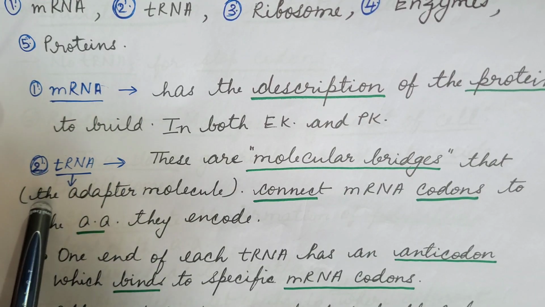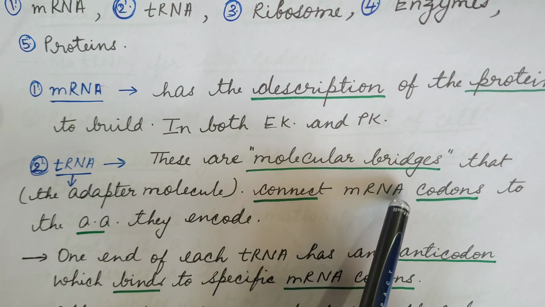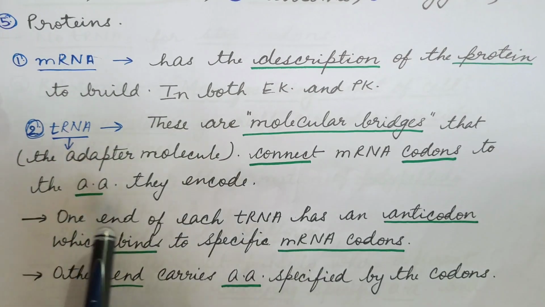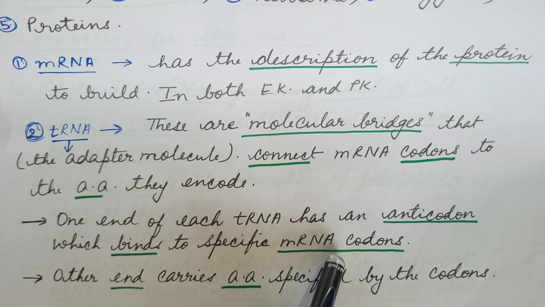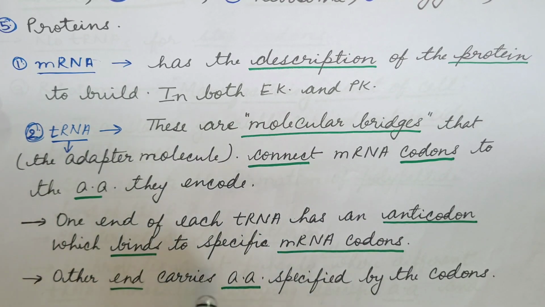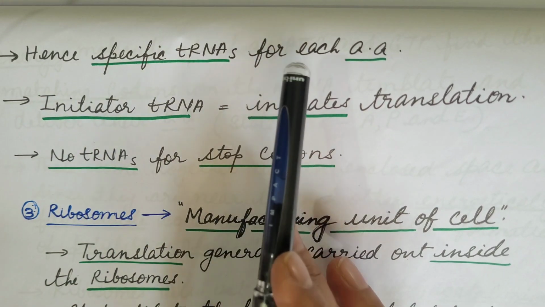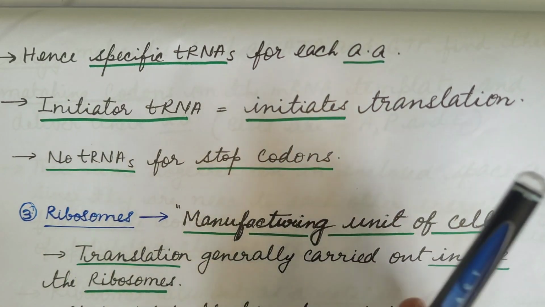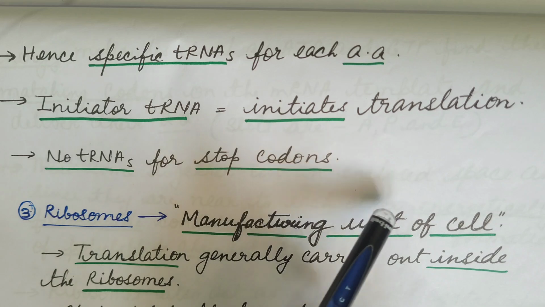Transfer RNA. These are the adapter molecule. These are molecular bridges that connect messenger RNA codons to the amino acid they encode. One end of each transfer RNA has an anticodon which binds to specific messenger RNA codons, and the other end carries amino acid specified by the codons. Hence, there are specific transfer RNAs for each amino acid. Initiator transfer RNA initiates translation. There are no transfer RNAs for stop codons.